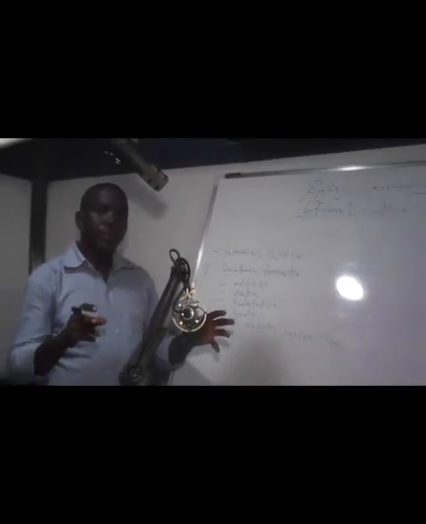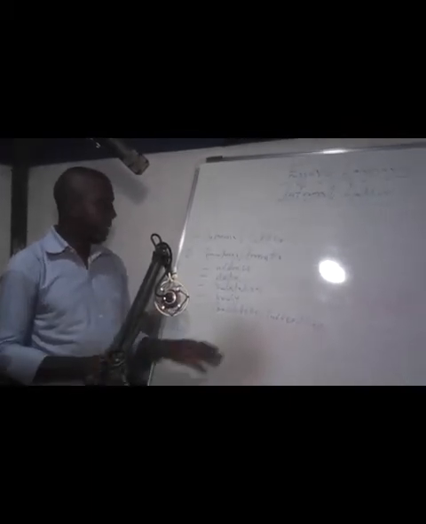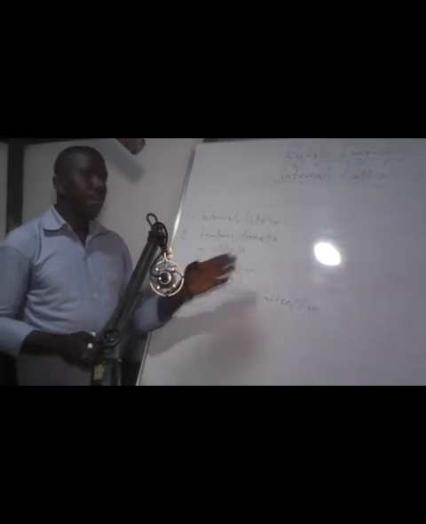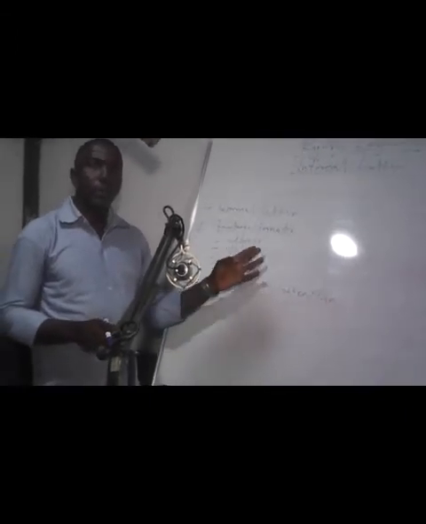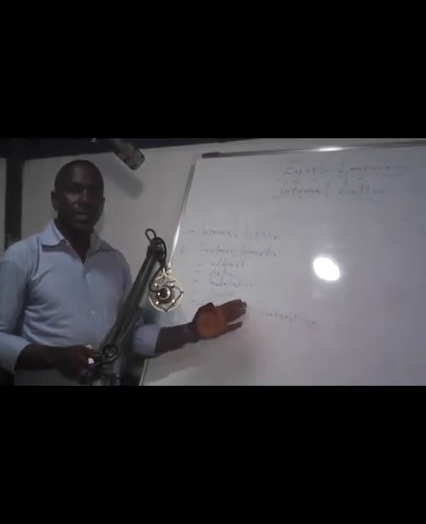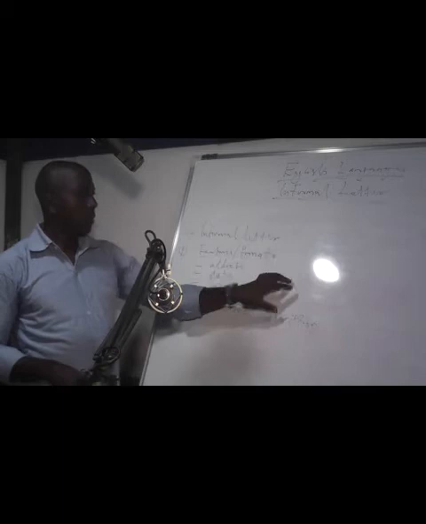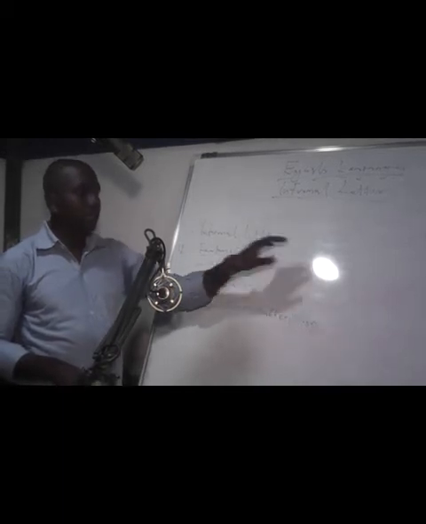In writing informal letter, what are the steps we are supposed to take? The first is the address. The second, you have the date. The third, salutation, the body, and the conclusion or subscription. These are what we are going to be looking at one after the other.